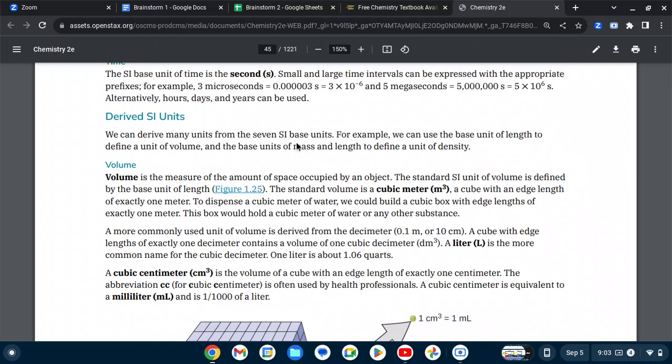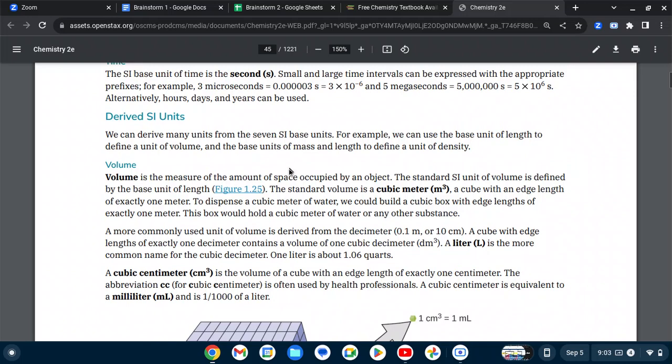A more commonly used unit of volume is derived from the decimeter. A cube with edge lengths of exactly 1 decimeter contains the volume of 1 cubic decimeter. A liter is the more common name for the cubic decimeter. 1 liter is about 1.06 quarts.